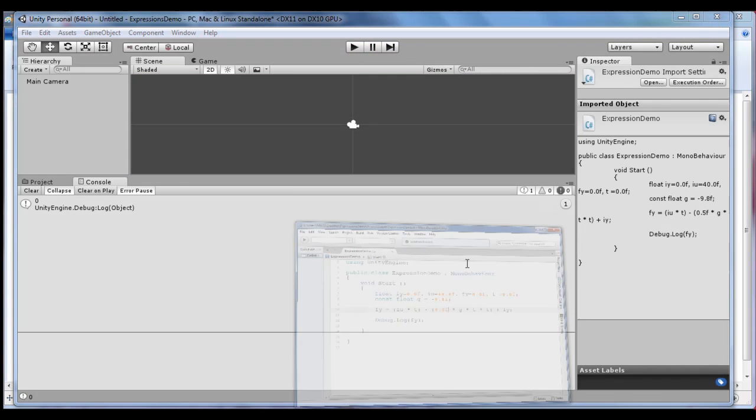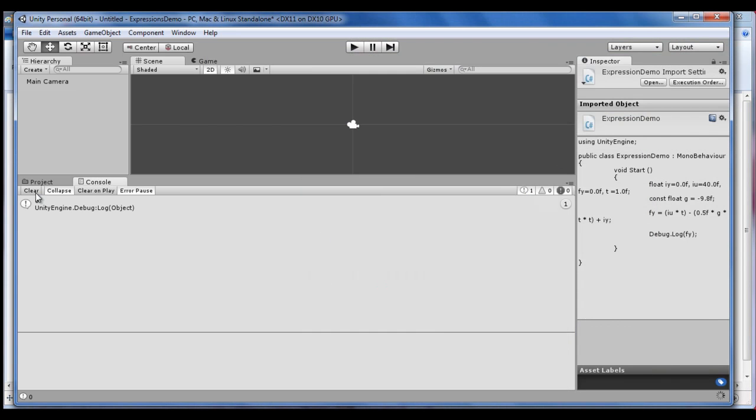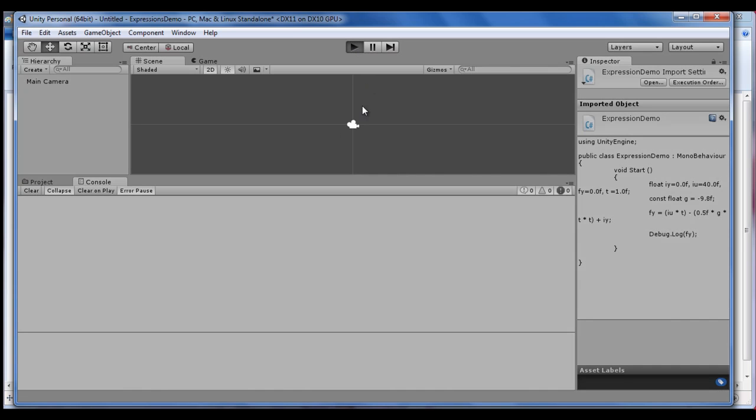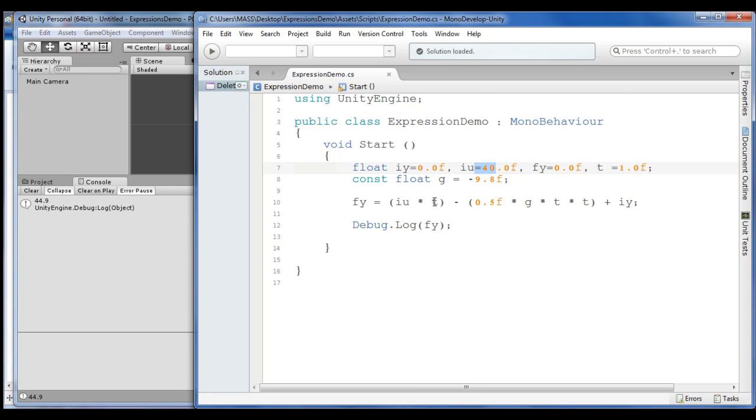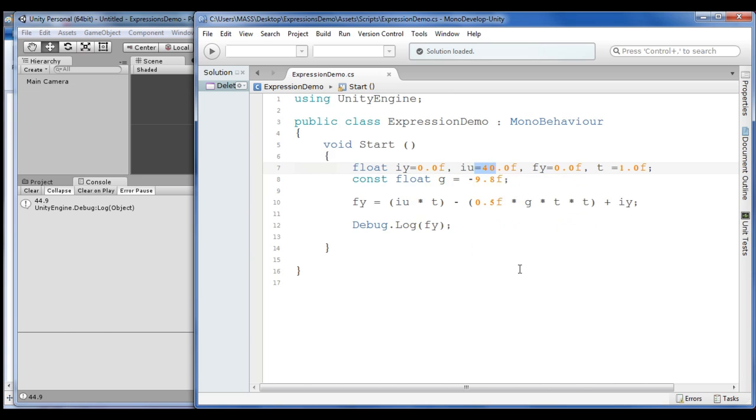Now let us change the time. Let us take time as 1 second. After 1 second, what will be the y position? We have given an initial velocity also. Now let us see what we get. If I run the code, you'll see that you will get 44.9. That is the next y position if you have given an initial velocity of 40.